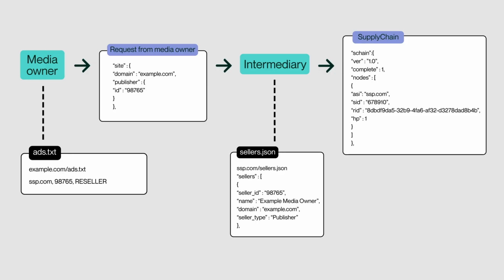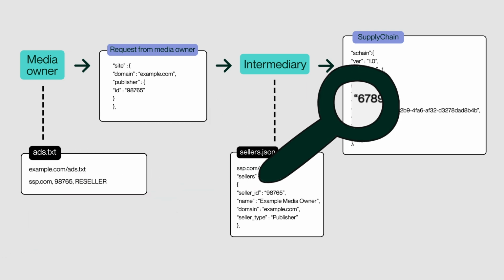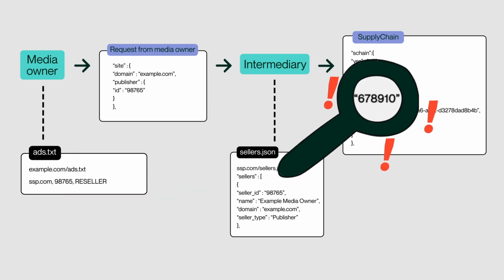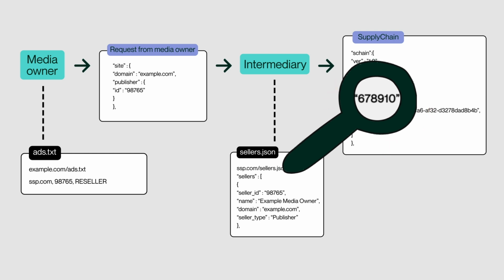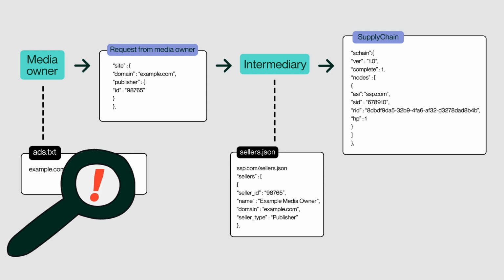Now, what does it look like in the case of an unauthorized domain? In this case, when we try to match the IDs passed in the bid request, we would find mismatches. This can occur at any place in the process. When we check the ID passed from the intermediary, it should be present on the ads.txt file. If it is missing, the seller is not authorized.